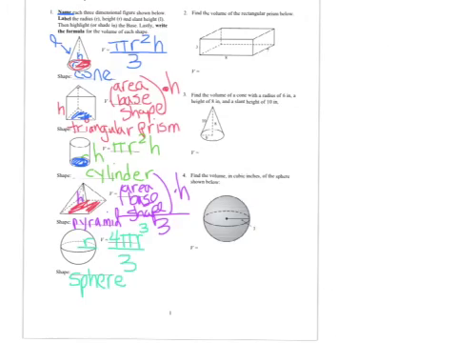So the first one is a cone, and the formula is pi r squared h divided by 3. And if you remember, if your teacher did a demonstration, that's because 3 of these cones would fill up the cylinder with the same radius and height.